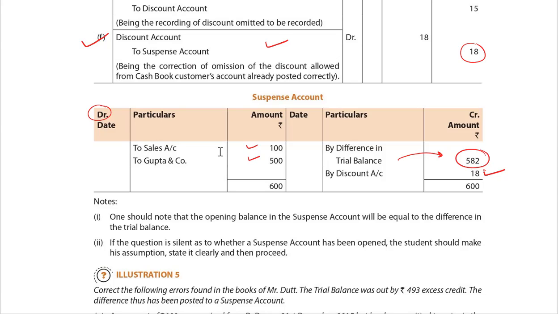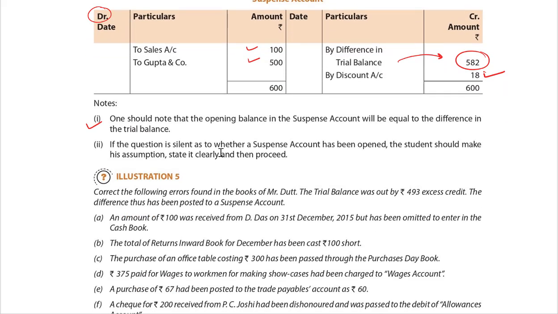So we have prepared the suspense account also in this question. Just read the notes. One should know that the opening balance in suspense account will be equal to the difference in the trial balance. And second, if the question is silent as to whether suspense account has been opened, the student should make his assumption, state it clearly, and then proceed. Okay?